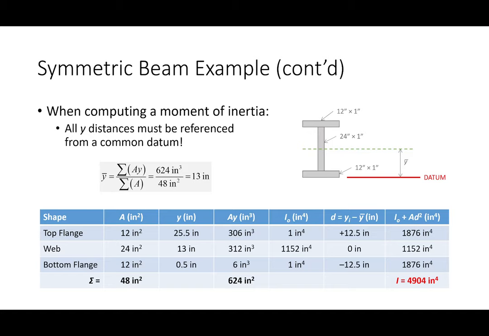If you're computing the moment of inertia of a composite shape, basically what you're doing is you're using the parallel axis theorem, all right? And the parallel axis theorem says that if you want to compute the moment of inertia for the whole thing, what you take is the moment of inertia for each itty-bitty shape plus the area of that shape times d squared, okay? And then you sum all that up. And d is the distance from the centroid of each little itty-bitty shape to the centroid of the whole thing, okay? So the first thing you've got to do is compute the centroid.